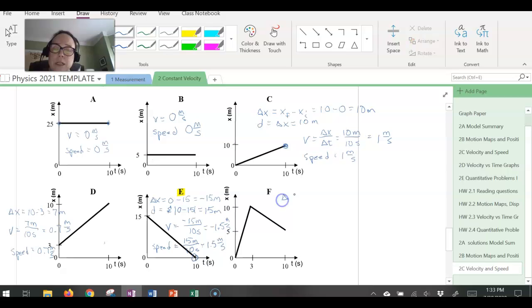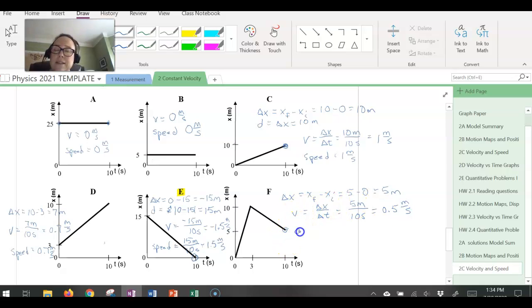So the displacement here is the final minus initial position. So it ends up here at position 5. It started at position 0. And so we have a displacement of 5 meters. After the whole trip, it has moved in the positive direction by 5 meters. So the velocity is that displacement divided by the elapsed time. 5 meters was moved in 10 seconds, so the velocity is 0.5 meters per second.